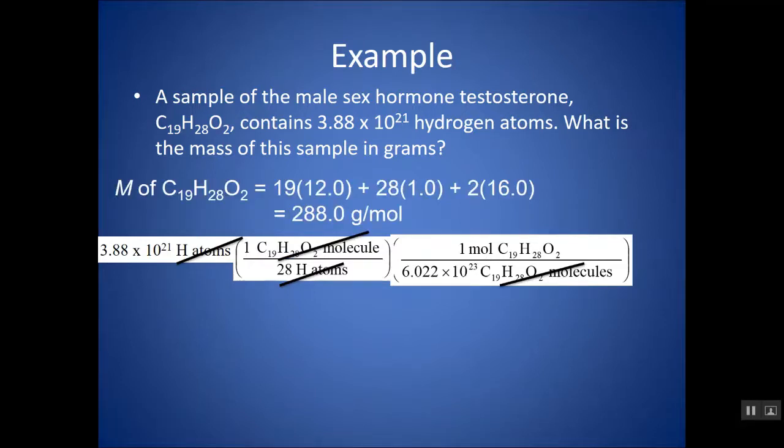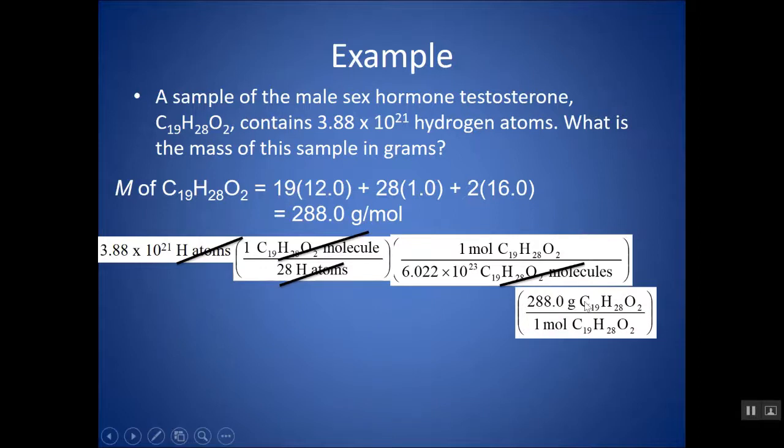Somewhere on the side I calculated that it's 288 for this compound, and I didn't really have room to put it here, so I just put it right here. I want the molar mass on top, so I'm left with grams, and I want moles on the bottom so that they cancel. And I will get 0.0663, keeping 3 significant figures because these leading zeros are insignificant.